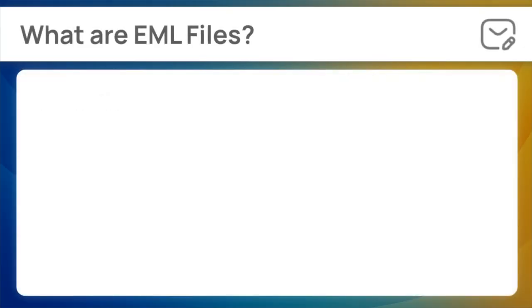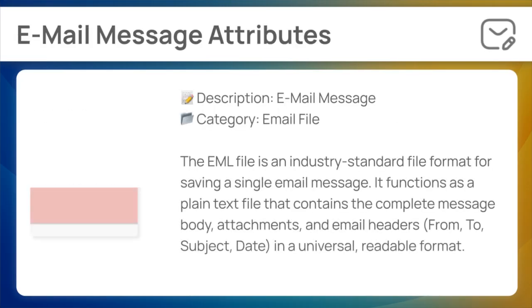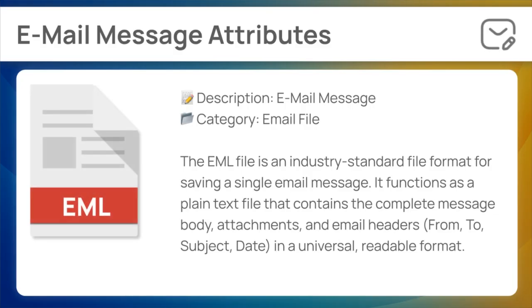The underlying technology places the EML firmly in the email file collection. The composition is based on the email message file type. The EML file is an industry-standard file format for saving a single email message. It functions as a plain text file that contains the complete message body, attachments, and email headers: from, to, subject, date in a universal readable format.